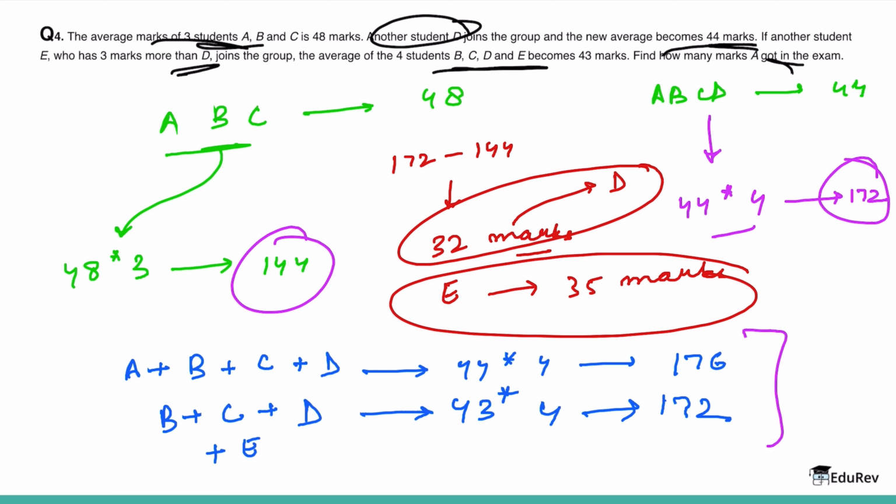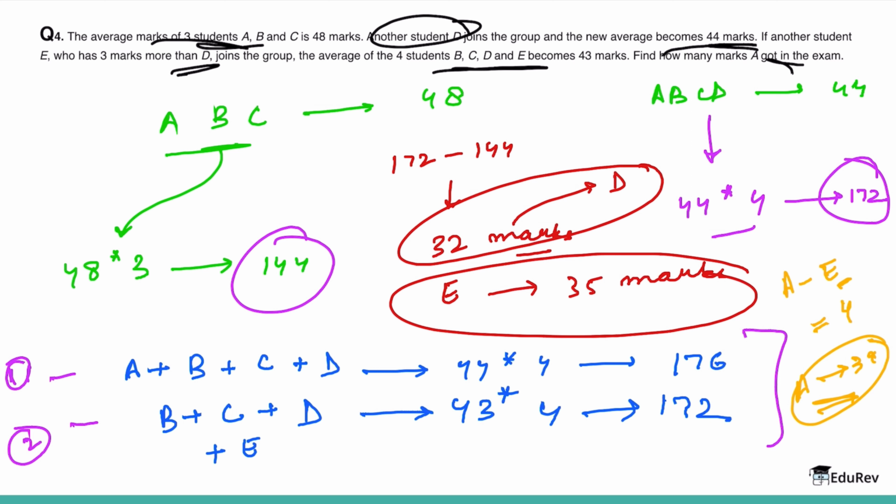Now this is equation 1 and this is equation 2, and if I subtract these two equations, I get A minus E is nothing but 4 marks. Hence what are the marks for A? Because I know the marks for E, I can find the marks for A. Yes, of course, it's 39. So the marks for A are 39.